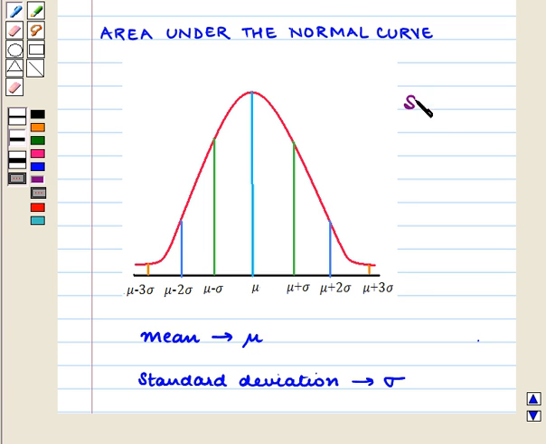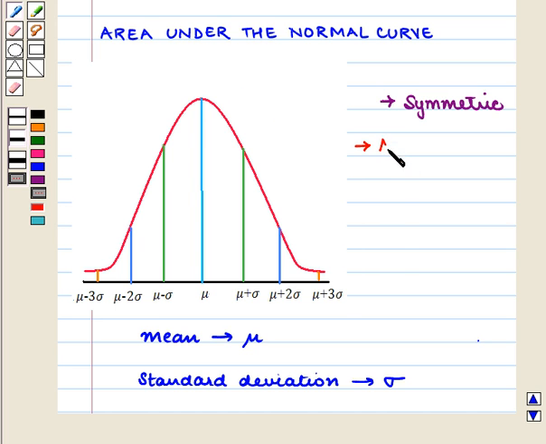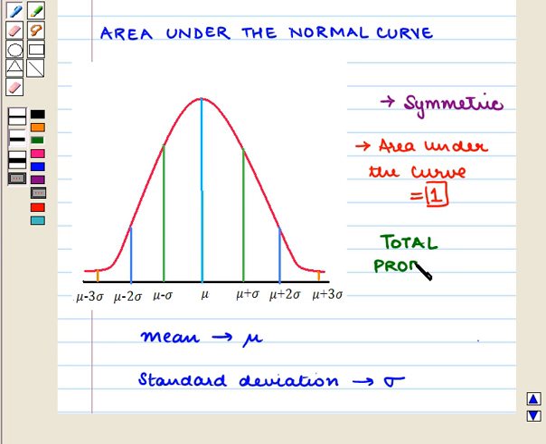Since the curve is symmetric, therefore the values on the left side of the mean are taken as mu minus sigma, mu minus 2 sigma, mu minus 3 sigma, and so on. The total area under the curve about the x-axis is 1. It also represents the total probability of distribution.